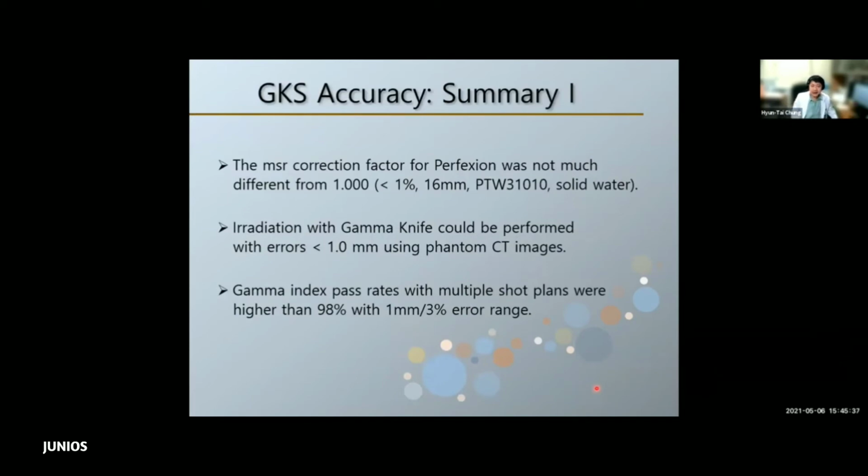The MSR correction factor for Perfexion was not much different from 1, at least for PTW 31010 in solid water phantom. It was good for me. Irradiation with Gamma Knife could be performed with errors less than 1 millimeter using phantom CT images. MR images will have bigger errors. And the gamma index pass rate with multiple shot plans was higher than 98% with a 1 millimeter, 3% error range.